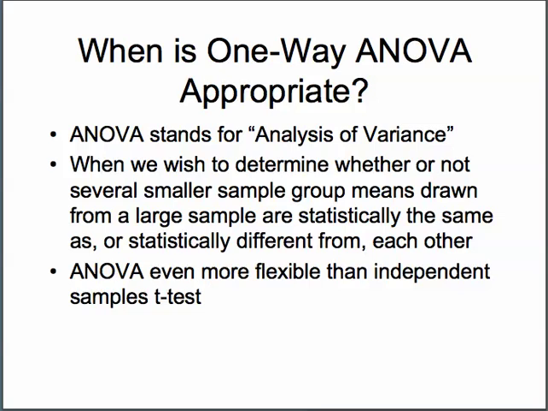ANOVA is appropriate for testing whether or not several sample mean values for groups that are drawn from a larger sample are statistically different from one another. Thus, it goes beyond the independent samples t-test, which tests whether or not two sample means differ significantly from one another. In other words, ANOVA is even more flexible in its use than the independent samples t-test.